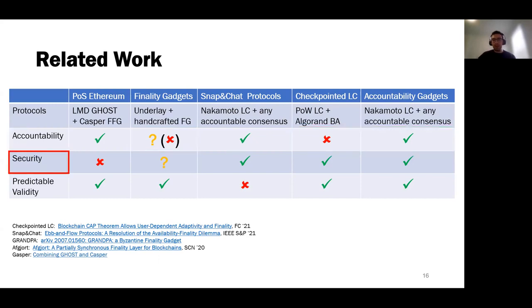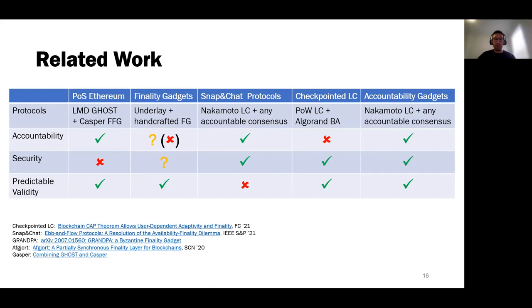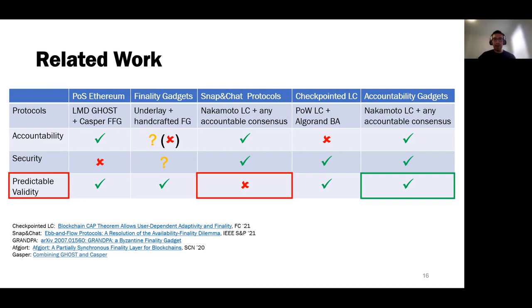Another axis of comparison is security. Accountability gadgets come with their security proofs. However, there are known attacks on Gasper, the consensus protocol behind proof-of-stake Ethereum, thus rendering it insecure. Many of the finality gadgets deployed by industrial projects unfortunately also lack proofs and sufficient arguments for their security. The final comparison is in terms of predictable validity. Accountability gadgets provide predictable validity, thus making it easier to use light clients and sharding applications on top of them. On the other hand, Snap-and-Chat protocols, which were doing well so far in terms of accountability and security, cannot provide predictable validity.